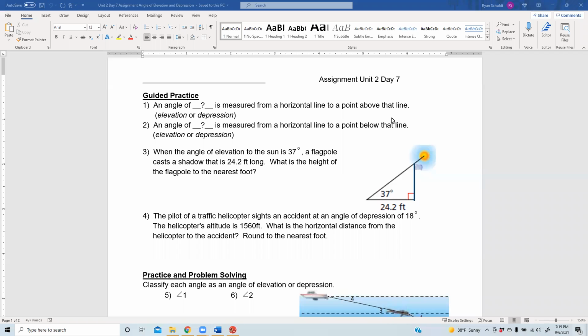Okay, so now we have the guided practice. There's only 4 problems. 2 of them are going to go pretty quick. So really there's more like 2 problems.